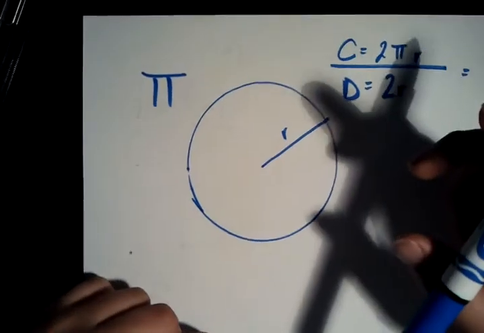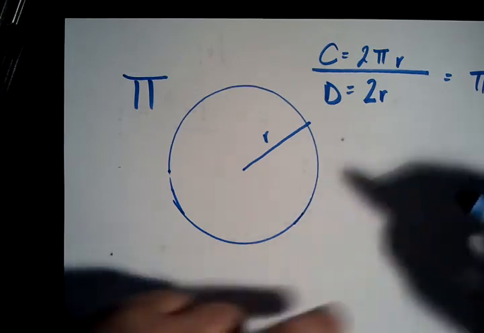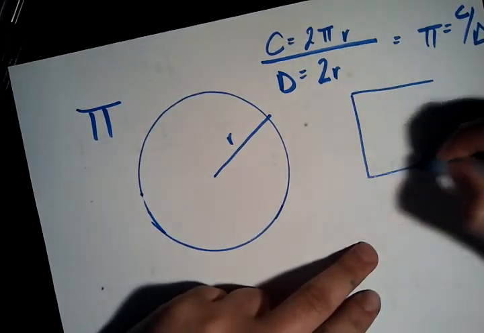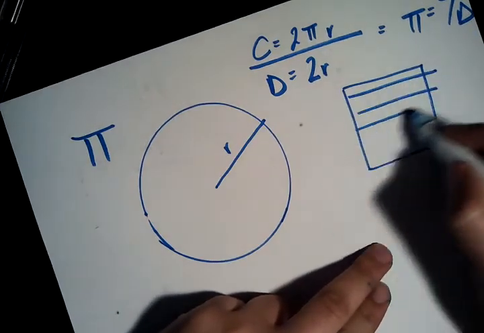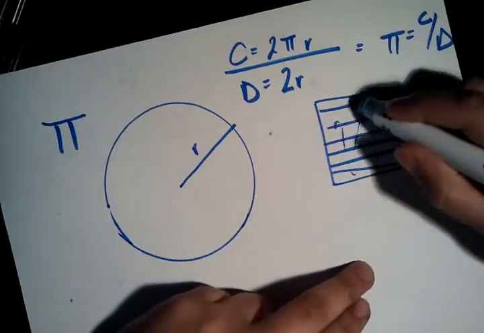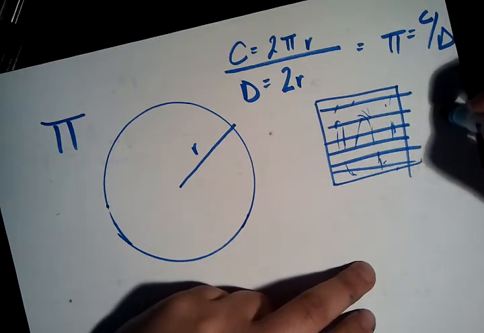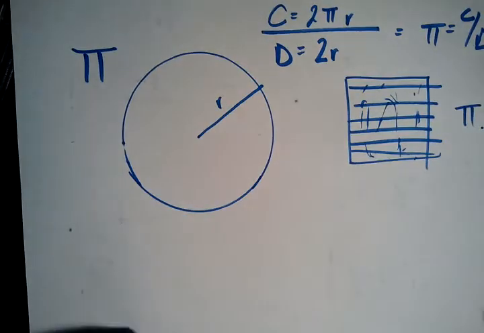And of course, it's been useful in things that don't even involve circles, like something called Buffon's needle, where you have a lined piece of paper, and let's say you drop a bunch of needles on it. The proportion of needles that cross a line on that piece of paper has to do with pi.